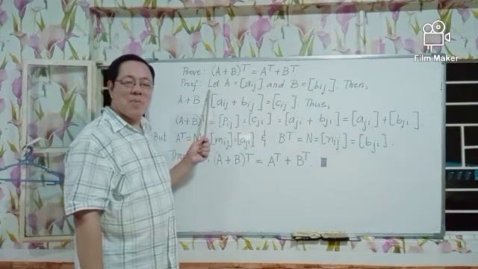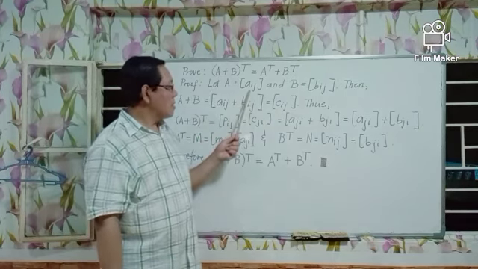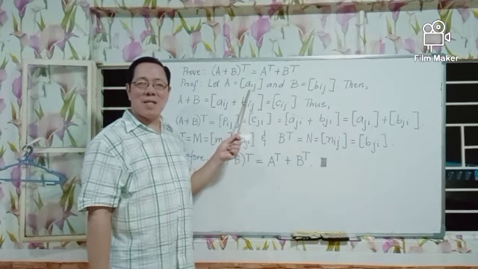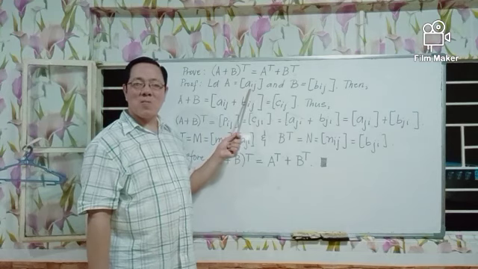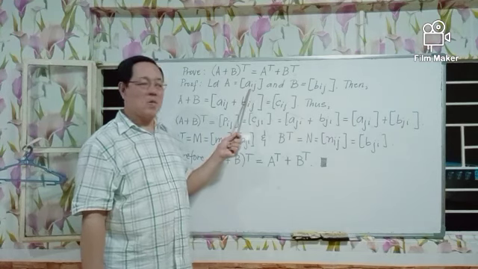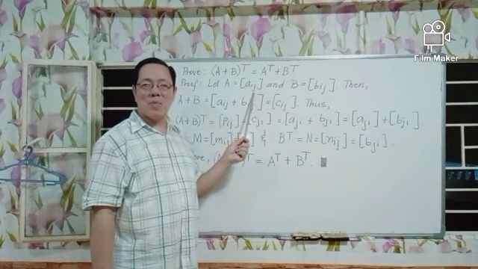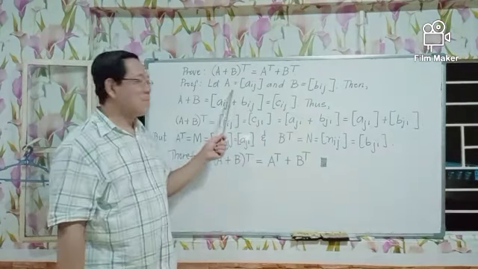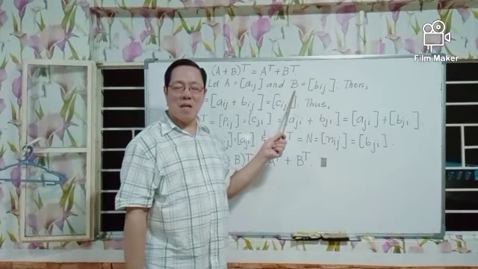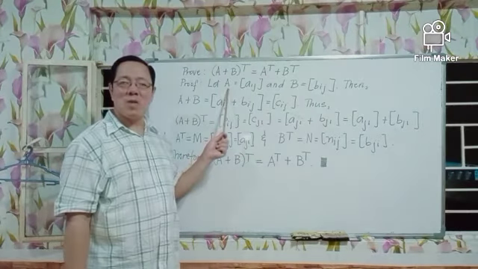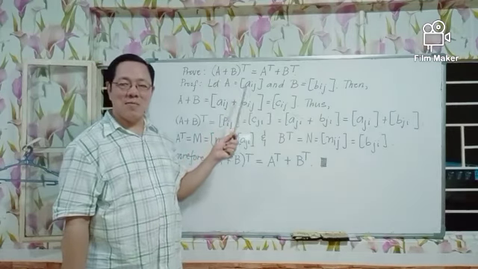We let A be a matrix whose entries are denoted by a sub ij. a sub ij is the entry in the ith row and jth column of matrix A, and the values of i go from 1 up to the number of rows of matrix A. And the values of j go from 1 up to the number of columns of matrix A. And the number of rows and number of columns of matrix B are the same as the number of rows and number of columns of matrix A for the sum, so that their sum A plus B is defined.